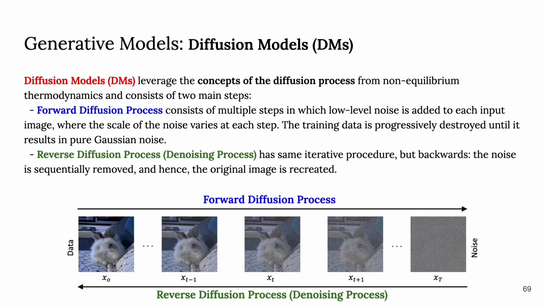The reverse diffusion process, also known as the denoising process, has the same iterative procedure but backwards. As you can see, it starts with xt, pure Gaussian noise, and in each step, the noise is sequentially removed, and at the end, we have the reconstruction of the original image.